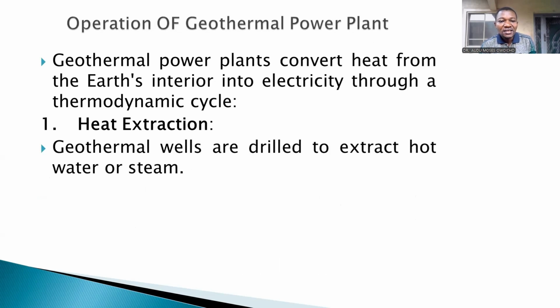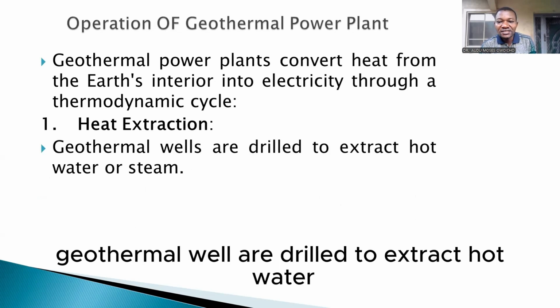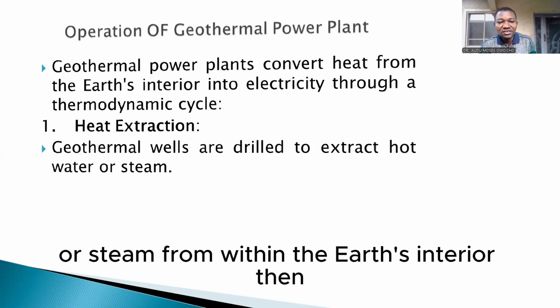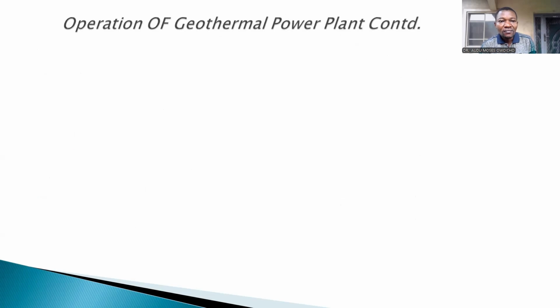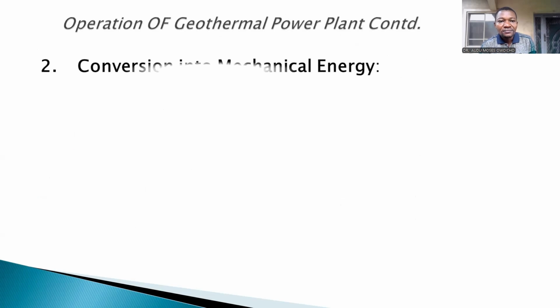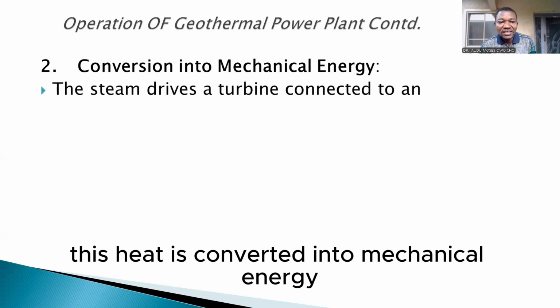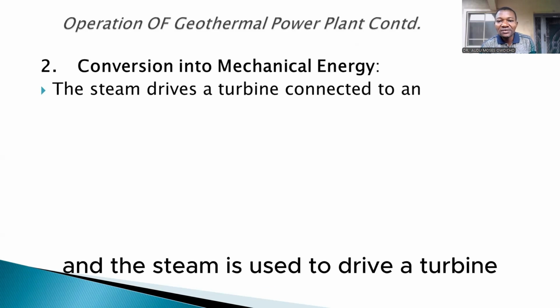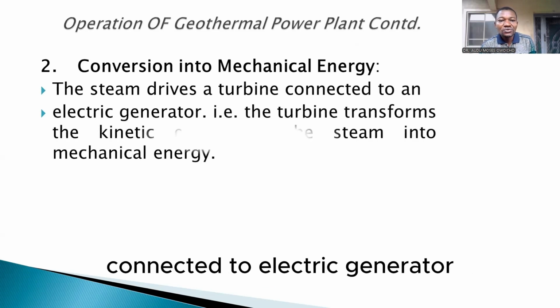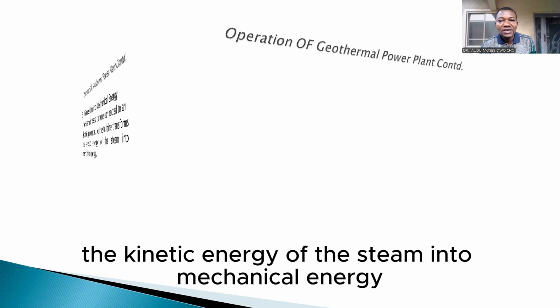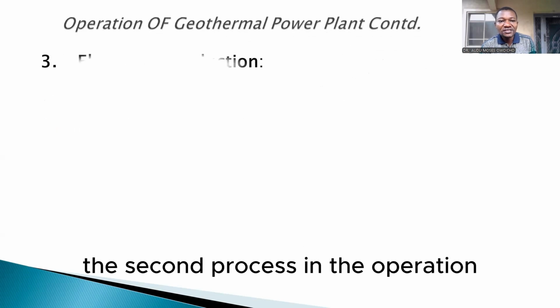And here, geothermal wells are drilled to extract hot water or steam from within the earth's interior. Then this heat is converted into mechanical energy, and the steam is used to drive a turbine connected to an electric generator. That is, the turbine transforms the kinetic energy of the steam into mechanical energy. It's the second process in the operation.